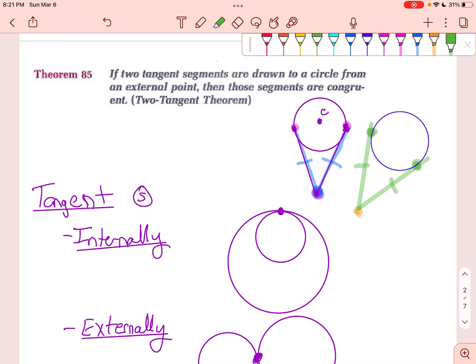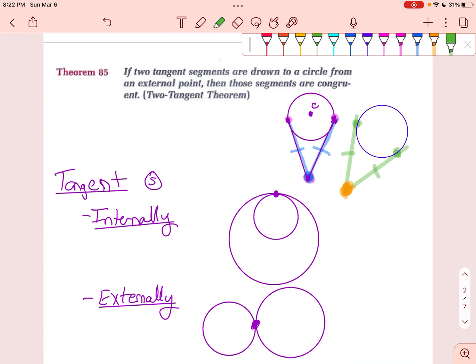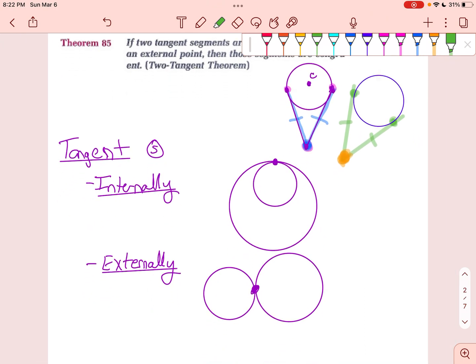Okay, so again, if 2 tangents are drawn to a circle from the same exterior point, this same point out here, and you drew two tangent segments to hit the circle, one on the left and one on the right, those two segments have to be congruent to each other.